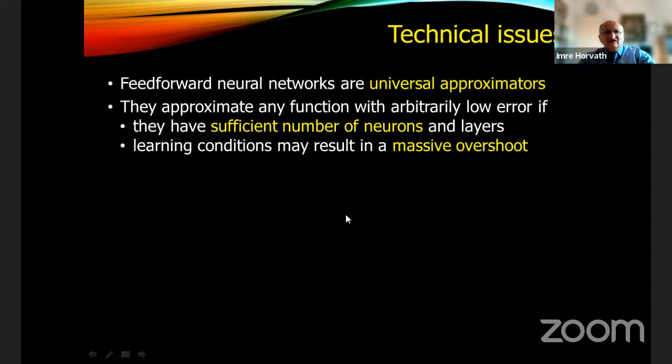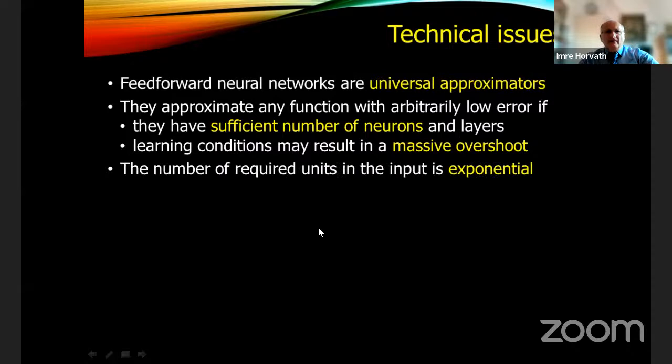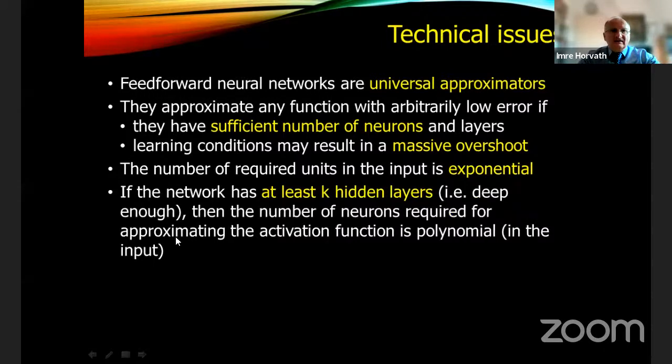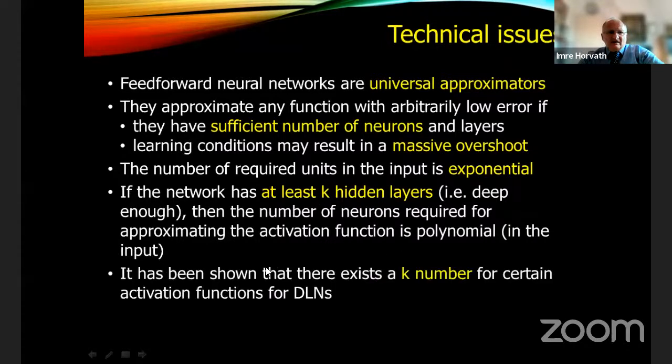So they can generate sufficient number of features for the recognition afterwards. The number of required units in the input grows exponentially if we want to increase the quality. And if the network has at least k number of hidden layers, in other words, if it is deep enough, then the number of neurons required for approximating the activation function is polynomial in the input. So this is a computational issue.